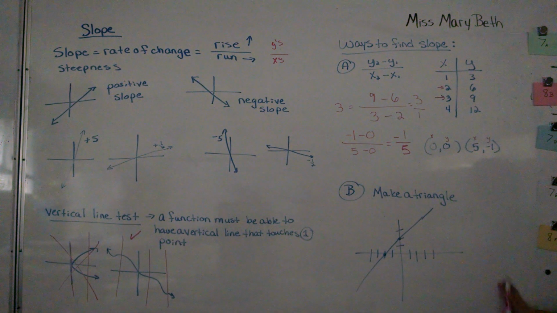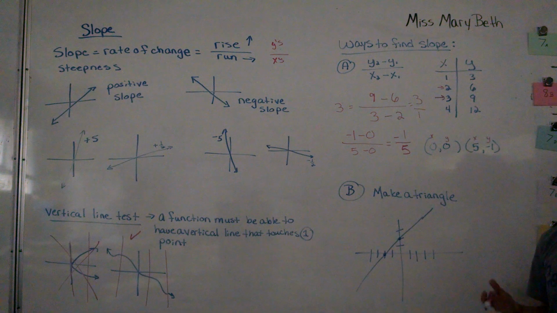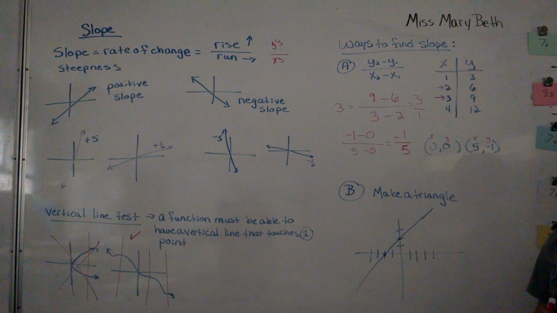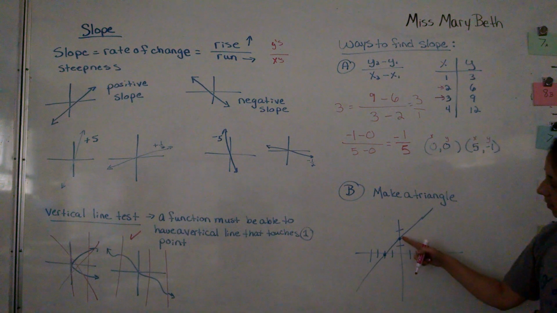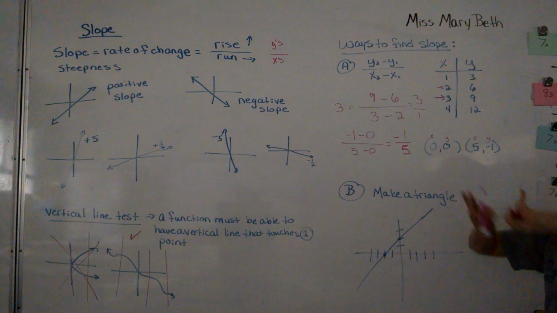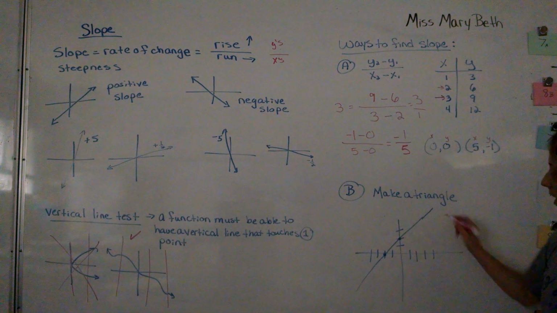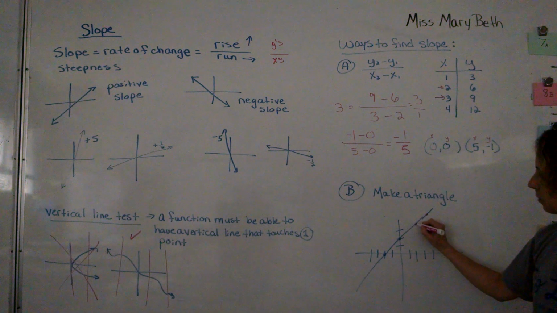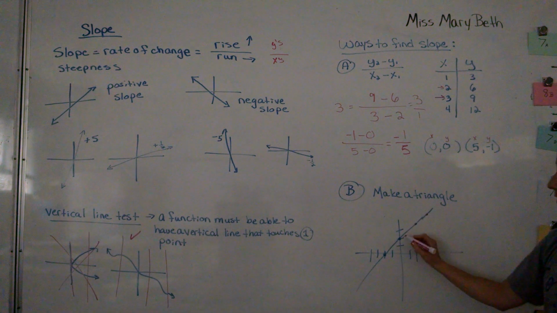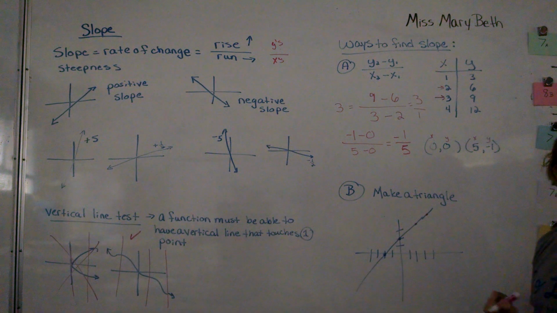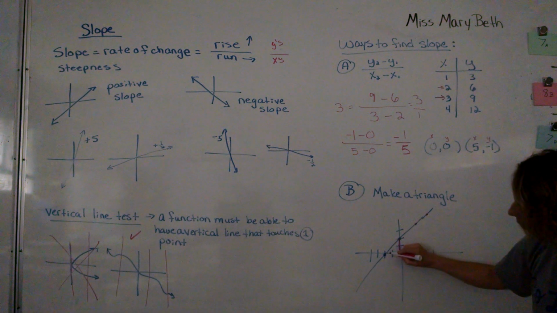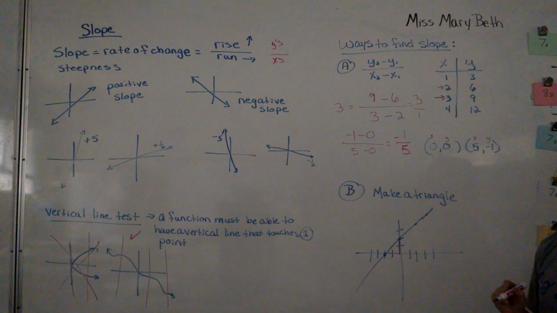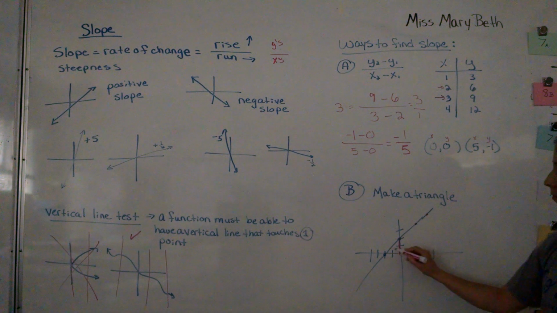Last but not least, there's another method. If you have a graph, you can make a triangle and count. So here's a graph. Here's my line. Here's 2 points on the line. Now, I could pick any 2 points. I could pick these 2 points if I wanted to. But I'm going to start with these 2 because they're on the lines and they're easiest to count. Now, I'm going to draw lines coming out of both of those 2 points until I have a triangle. See my triangle? Here's my triangle.